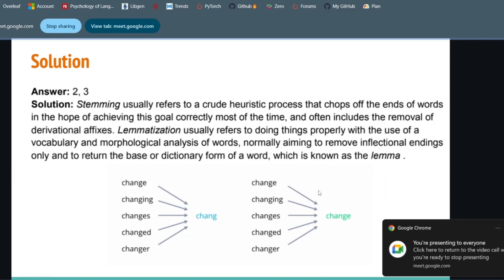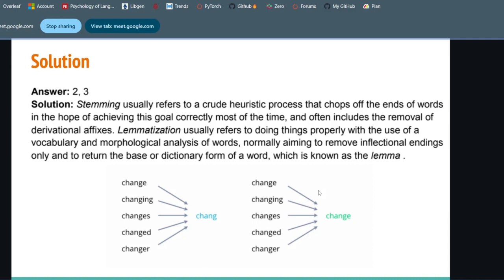Yeah, so as we can see here, what happens in stemming is it's just a crude heuristic process that chops off the ends of the words in the hope of achieving this goal correctly, and often includes the removal of derivational affixes. I'm just reading the answer. You all can also read. This is the solution I was reading.